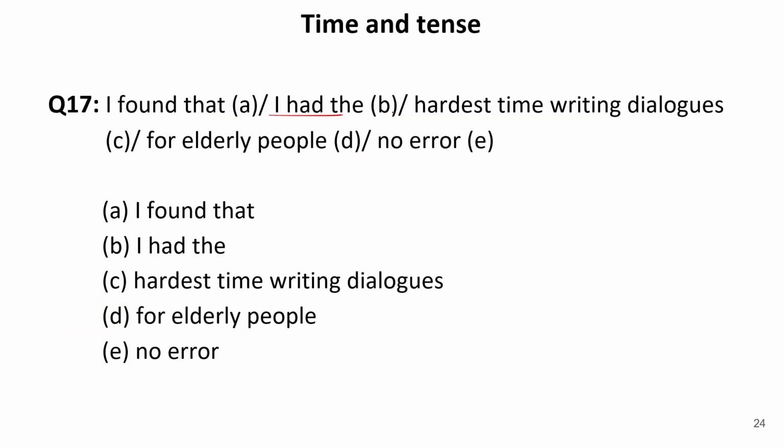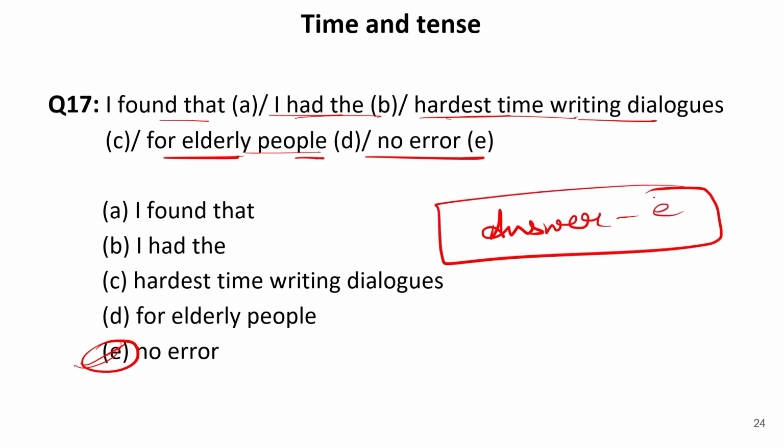I found that I had the hardest time writing dialogues for elderly people. Now, in this sentence, in the first part, it is written, I found that. So, the sentence is of past tense. In the first part, it is in past tense. The B part is also in past tense. Hardest time writing dialogues for elderly people. It means the entire sentence is in past tense. So, the sentence contains no error. So, our answer is E, there is no error. Simple answer. Our answer is E because the given sentence is absolutely correct. Now, let us move to the next one.